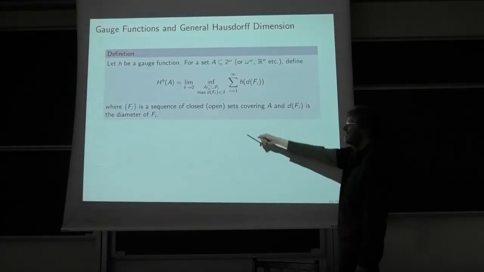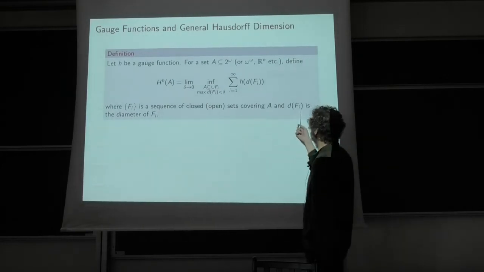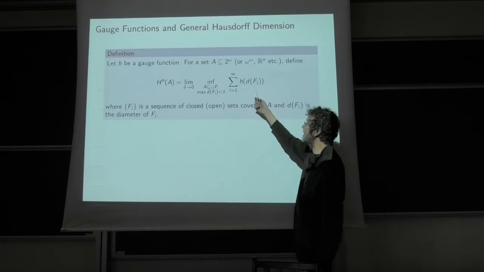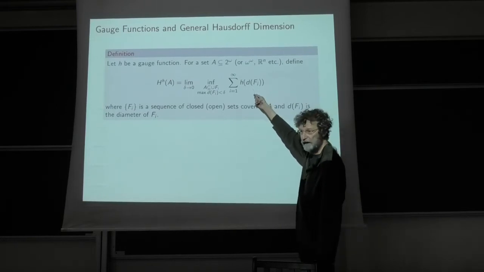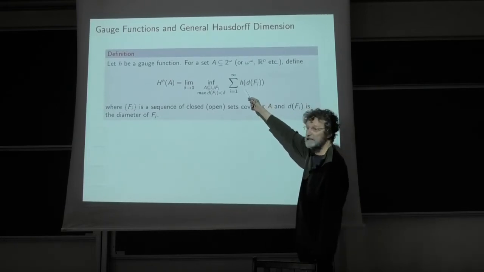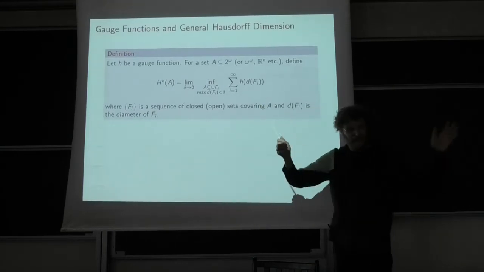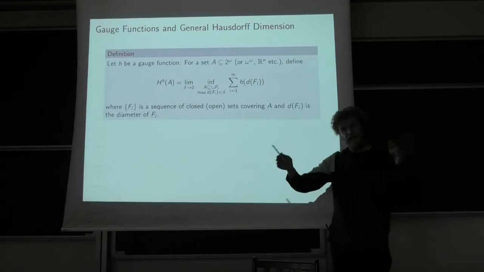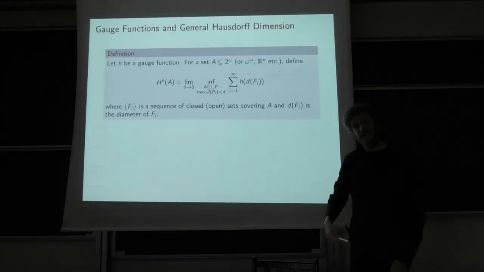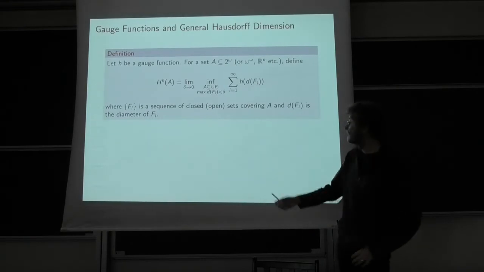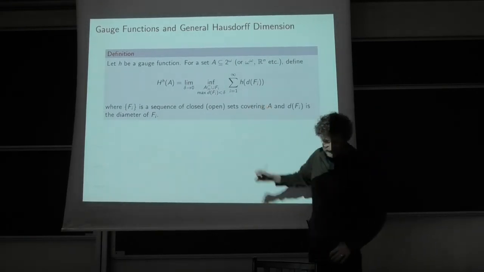Okay, f is a sequence of basic open sets, and d of f of I is the diameter of f of I, and I'm assigning to the ball of this diameter a size given by h. And then you take the limit as the scale goes to 0 of the optimal open covers. Right? That gives you the outer measure. Just like Hausdorff measure, except we're looking at a wider class of functions.